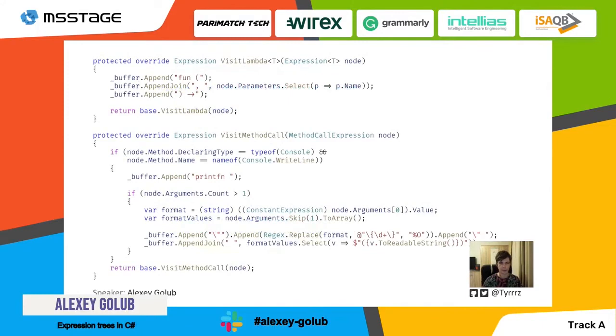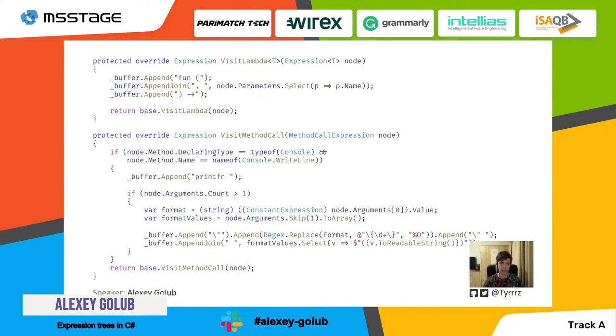So we have two methods that we overrode: the one for visit lambda and the one for visit method call. And we just want to make sure that those two are supported, because we're specializing on just the one type of expressions that write something to console, not trying to write a fully functional transpiler. And to do that, we only have to catch those two expression types.